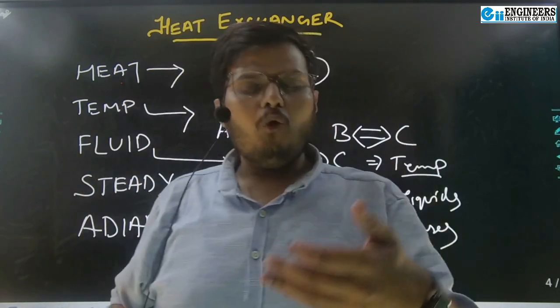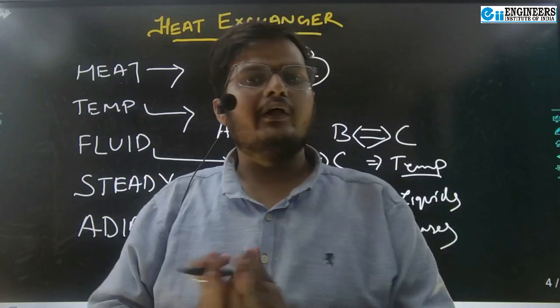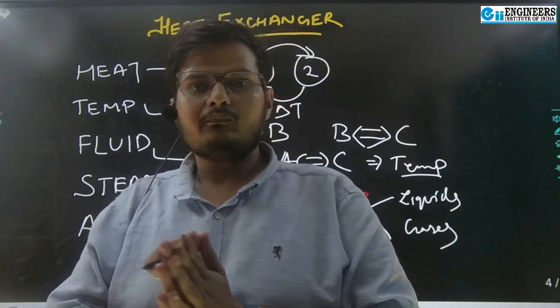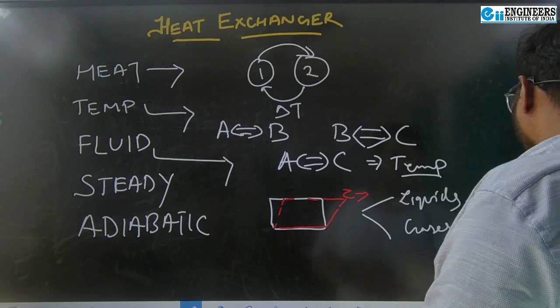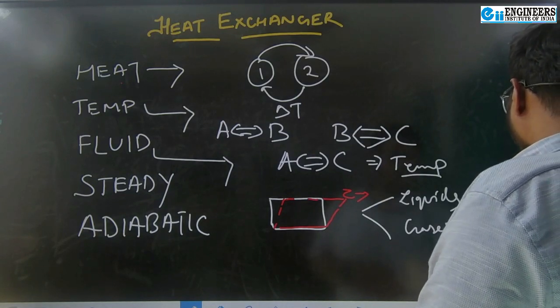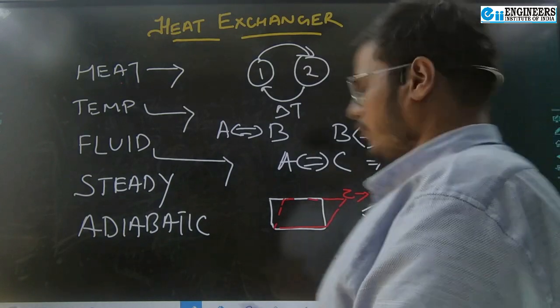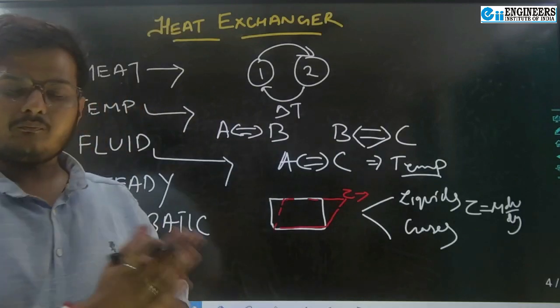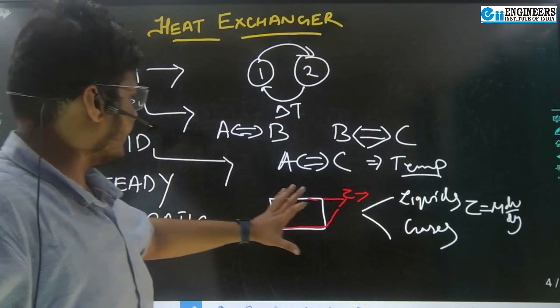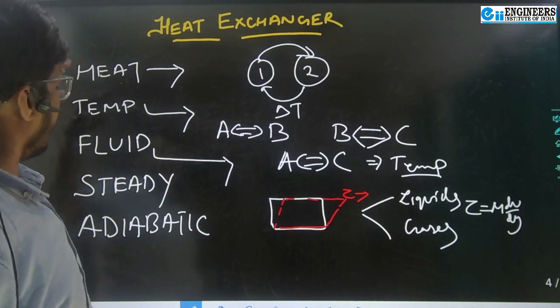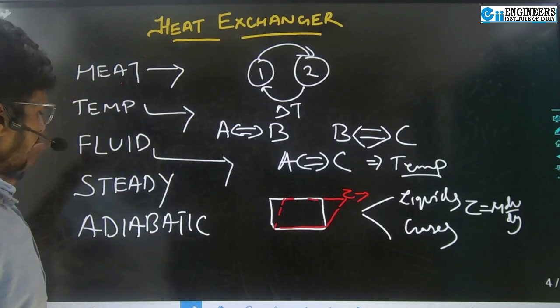If we move on to Newton's law, shear stress is equal to mu du by dy. It is for the Newtonian fluid. So till now we analyzed what heat is, what temperature is, and what a fluid is.